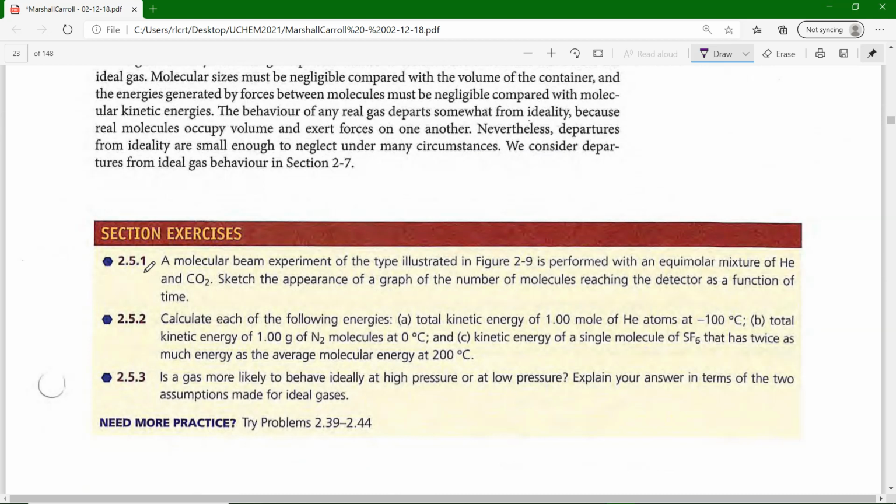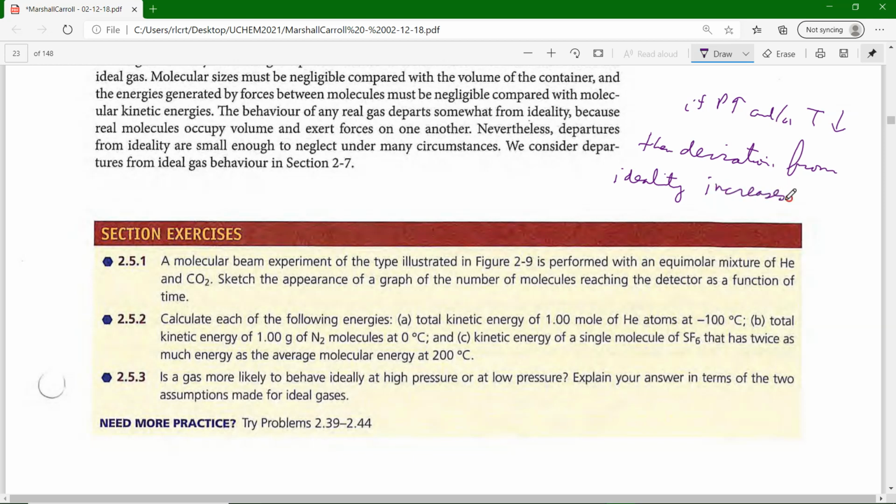Now, let me just put this in the margin here. If the pressure goes up and temperature goes down, then deviation from ideality increases, and what we say is the gas becomes more and more like a real gas. Like when Pinocchio wanted to become a real boy, gas becomes like a real gas.